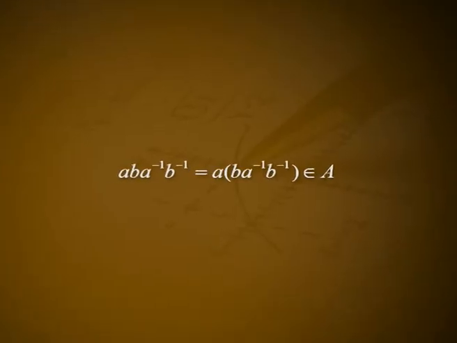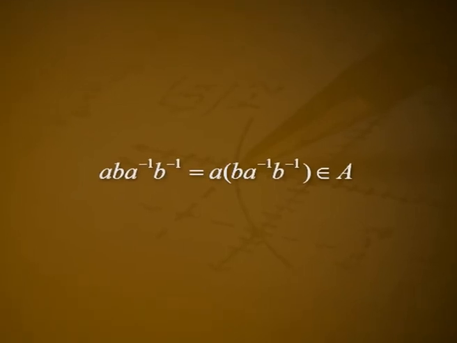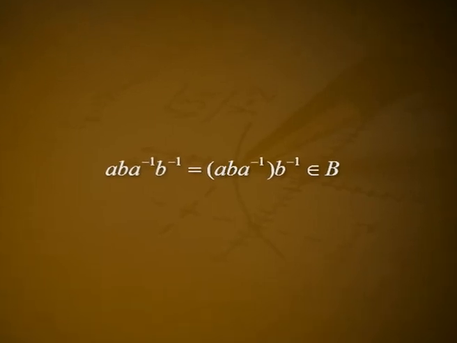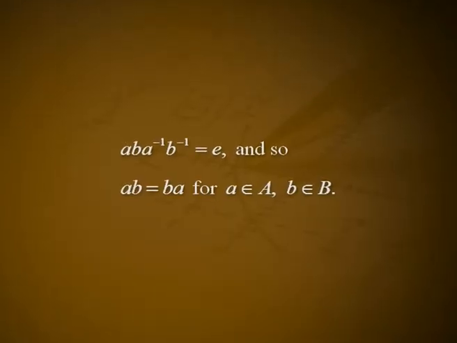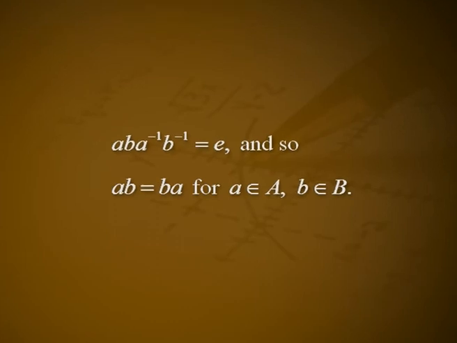Finally, if a belongs to A and b belongs to B, then a b a inverse b inverse is equal to a into b a inverse b inverse belongs to A, since A is normal, and a b a inverse b inverse is equal to a b a inverse into b inverse belongs to B, since B is normal. Thus, a b a inverse b inverse belongs to A intersection B, the trivial group. This gives a b a inverse b inverse is equal to e, and so ab is equal to ba for a belongs to A and b belongs to B. This together with AB is equal to G, A and B are abelian, allows us to conclude that G is abelian. Hence, any group of order 11 square times 13 square must be abelian.